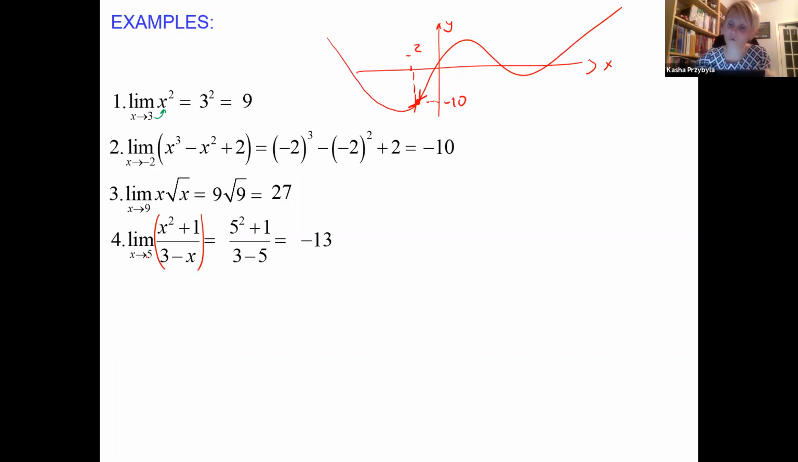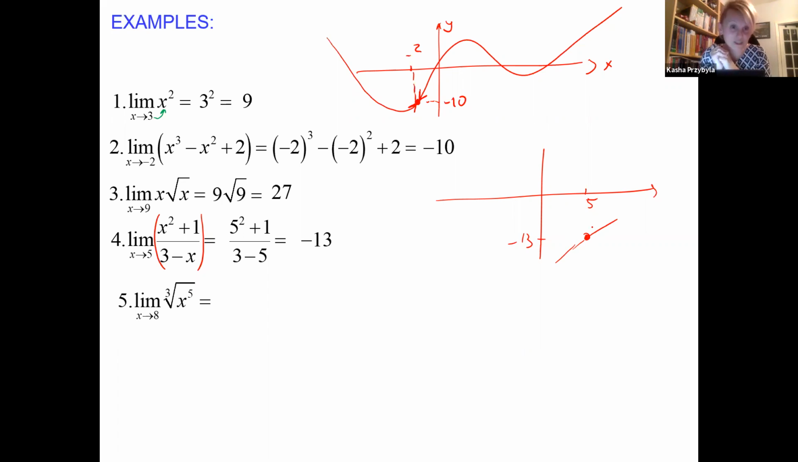I don't know exactly how the function looks, but at least we know the location of the function. For 5, we have negative 13. It's good information. We don't even have to know the whole function.